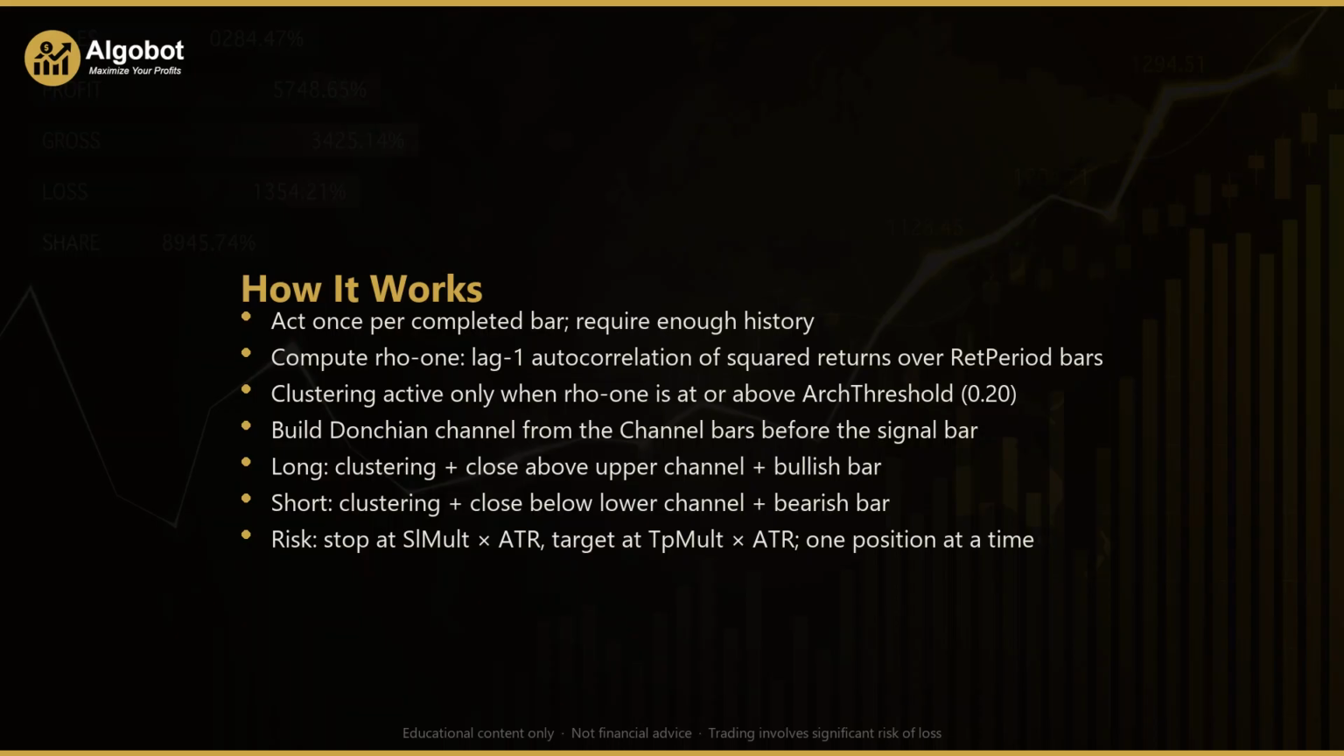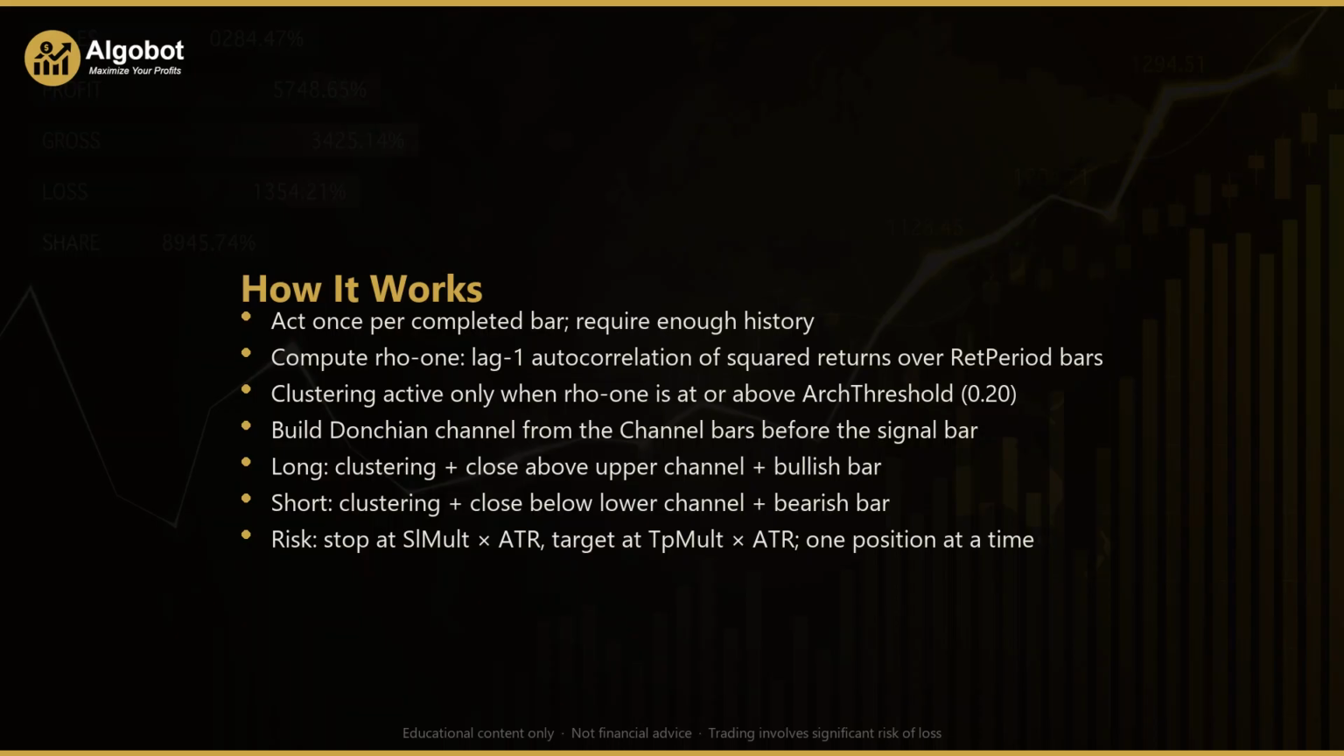Next comes the regime gate. The strategy takes the last 30 returns, by default, and squares each one. Squaring removes direction and leaves only the magnitude of each move. It then calculates the lag-1 autocorrelation of that squared series. In plain terms, it asks whether a large squared move tends to be followed by another large squared move. That single number is rho 1.